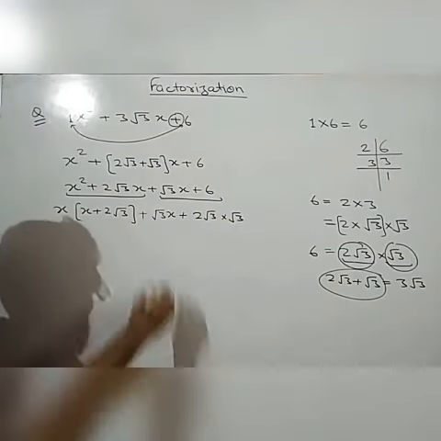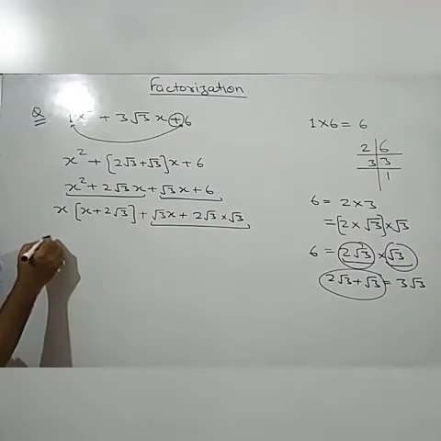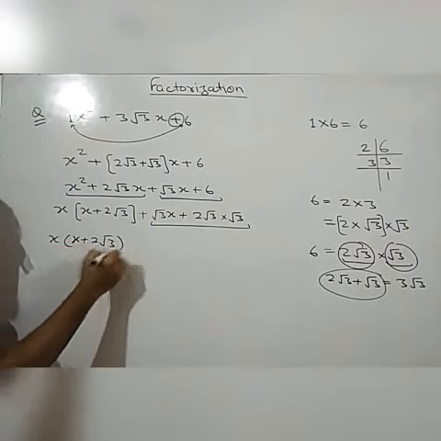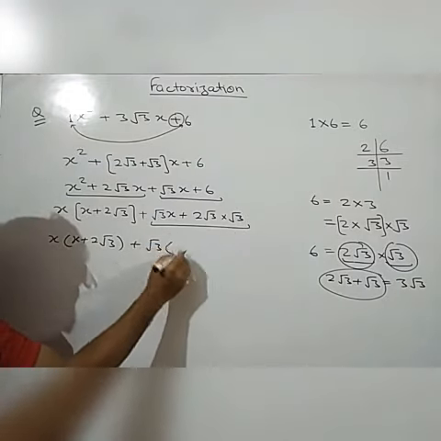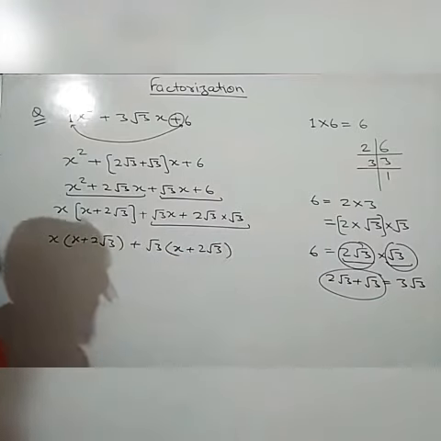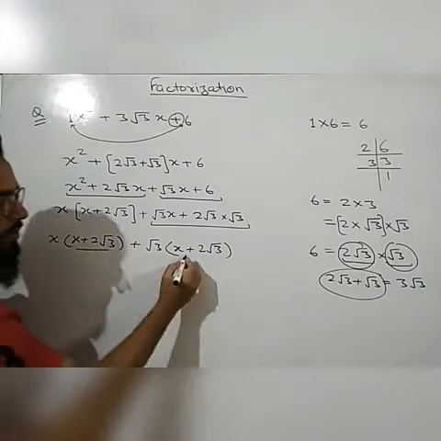Now from this expression we can take root 3 as common, because root 3 is in this term and the second term also. So the first term is already x plus 2 root 3, and if we take root 3 common from these two terms, then what will be the remaining? It will be x plus 2 root 3. Now from the whole expression, x plus 2 root 3 is common.